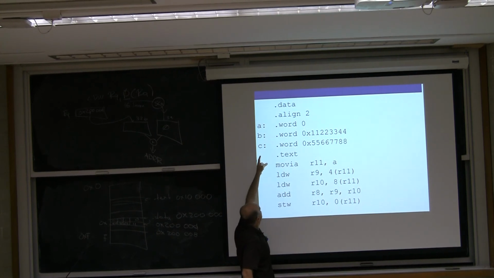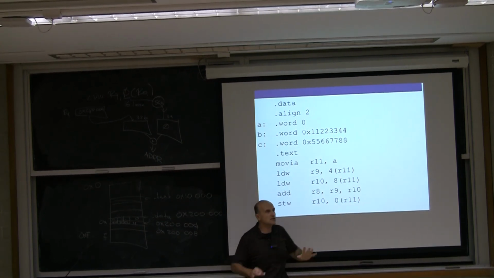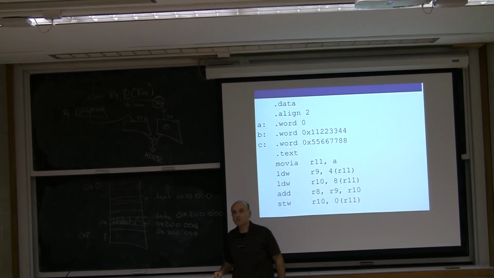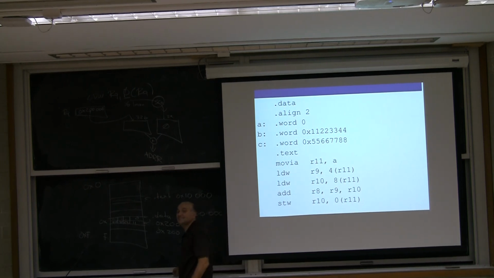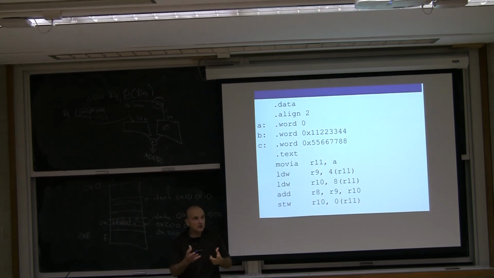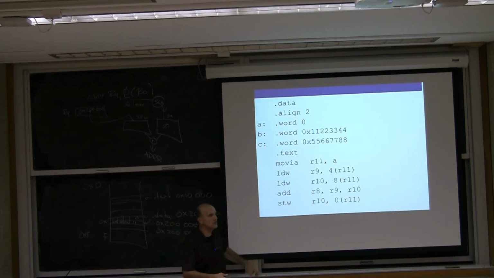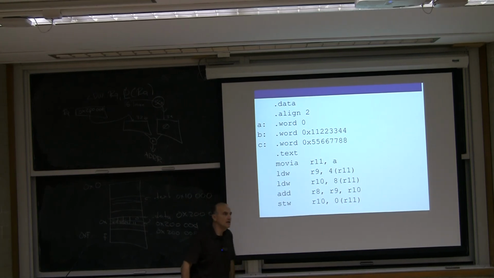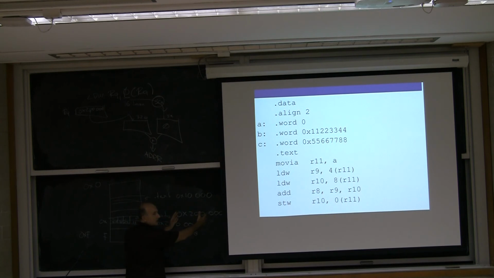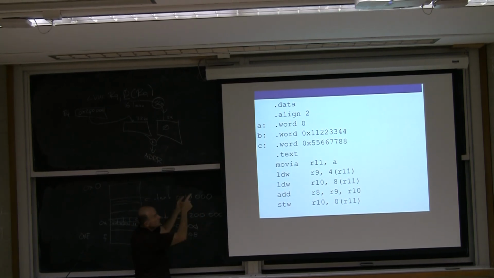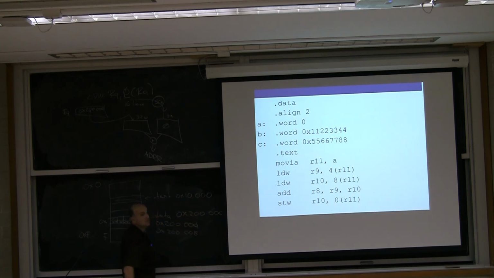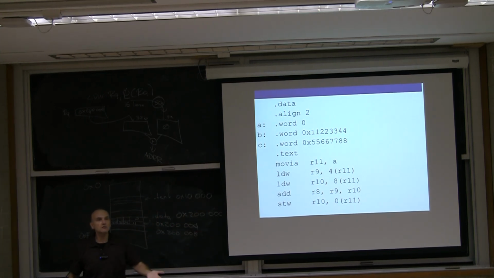Notice that there is A colon, B colon, C colon. These are syntactic sugar. These are labels. From this point on, anytime you use the letter A in any context other than the machine code instruction, it is equivalent to the number 200,000. Why? Because this is where the data pointer was at the time you created that space. B is going to be 200,004, and the other one is going to be 200,008.